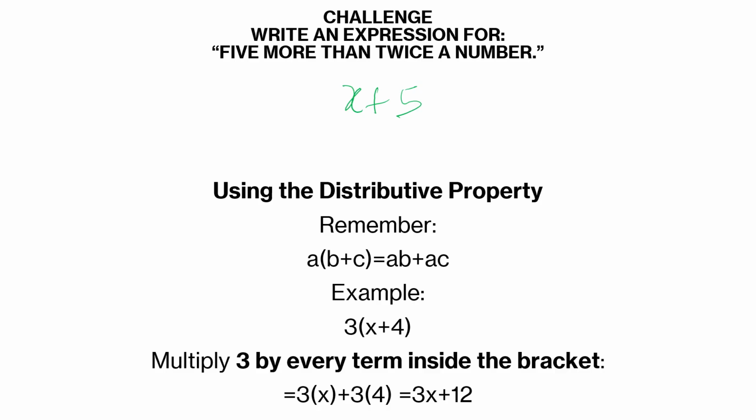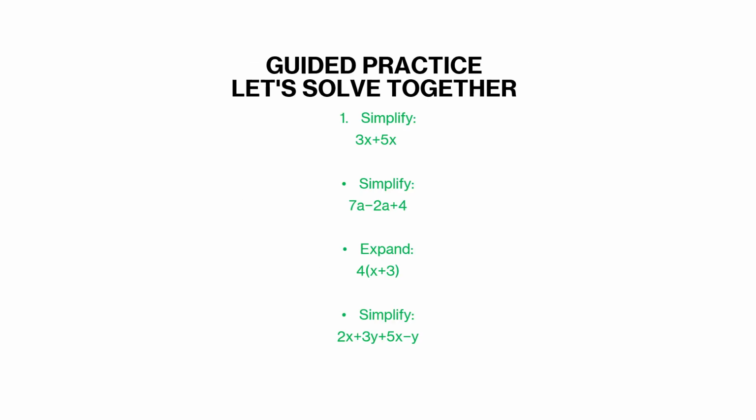Using the distributive property, we can expand a variable, let's say 3 times x plus 4, which means that you multiply 3 by x plus 3 by 4. 3 times x is 3x, and 3 times 4 will give you 12. That is 3x plus 12. I believe you follow this expression.